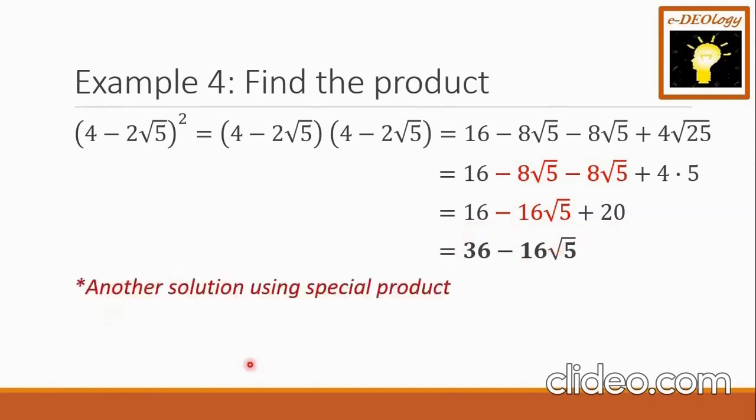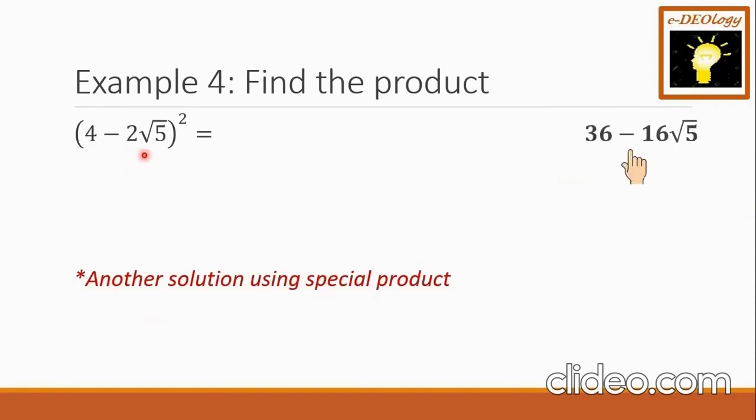There is another solution using a special product formula. So what I will do, I'm going to solve this same problem using the special product. First, I'm going to clear the board and then put the final answer on this side, the 36 minus 16 square root of 5. And I'm going to use the special product, the square of difference of two terms. In the answer, we will have three terms.